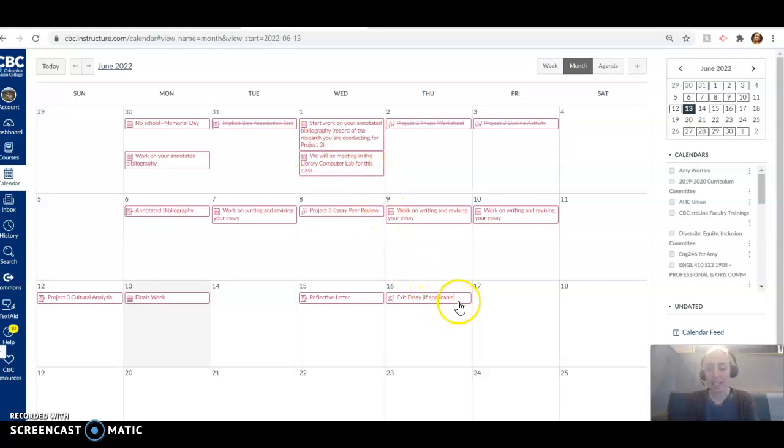The exit essay, it says if applicable, the only reason you would have to take the exit essay is if you did not pass the diagnostic essay at the beginning of the quarter. And I will send emails out to those students. So if you don't get an email from me and you scored 60% or higher on the diagnostic, you're good to go. You don't have to take the exit thing at all. And that's it for us.